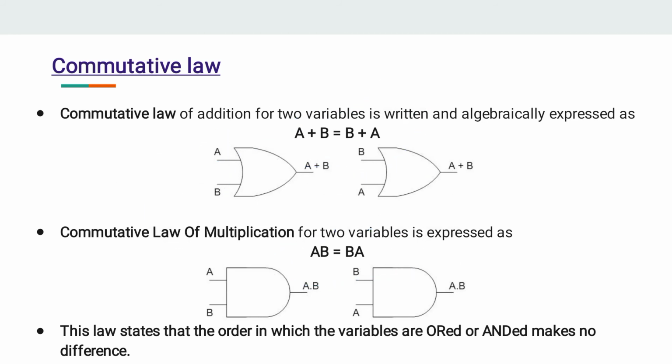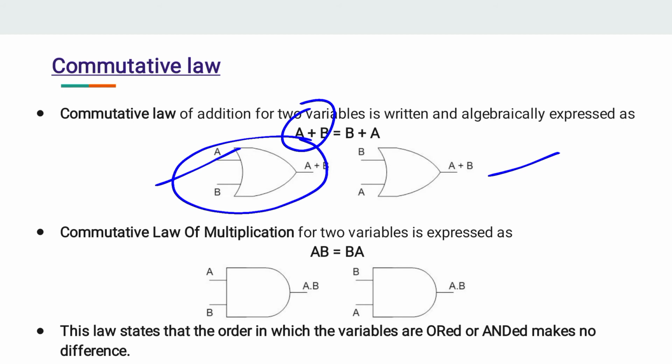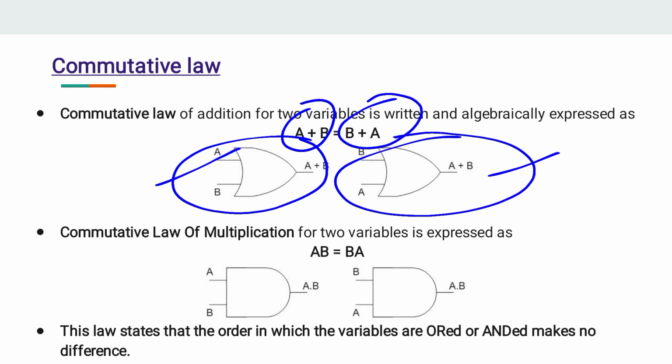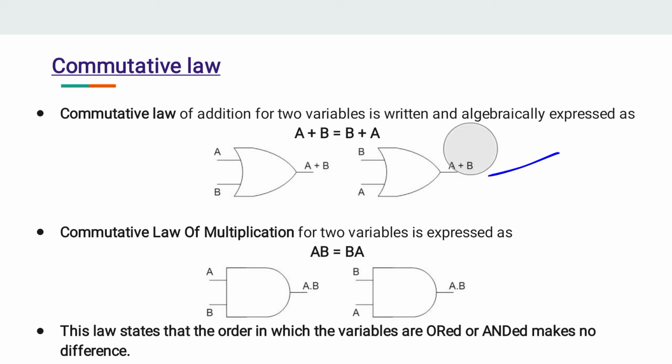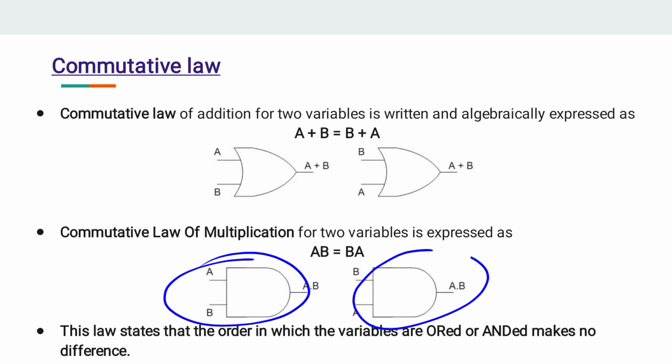So these are the representation of the commutative law for A plus B and B plus A. You can check the output of these two by applying the truth table. The output will be equal, and this is the logic symbol for AB equal to BA.